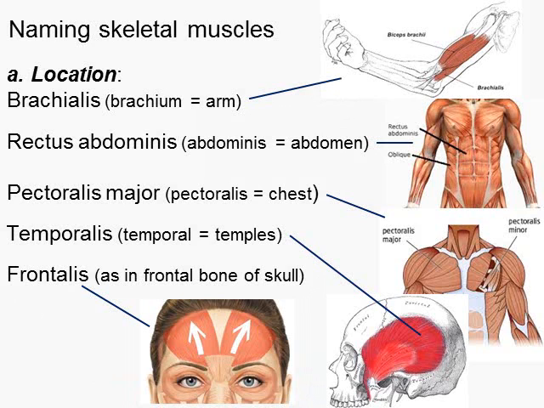Naming skeletal muscles, there's many techniques. It's not just one way. Location, good example, brachialis. Brachia means arm. Rectus abdominis, think abdomen. Pectoralis major, think of pectoralis, chest. Temporalis, the temples. And frontalis muscle, it attaches to the frontal bone of the skull.